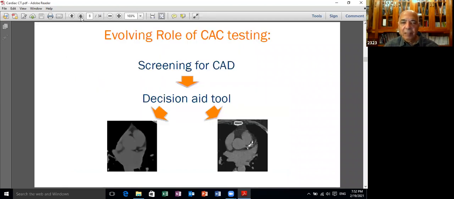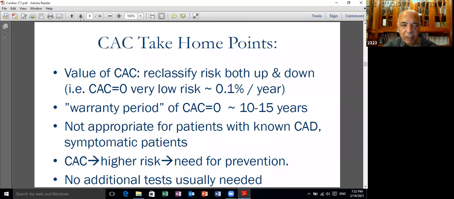So over time, the value of calcium scoring changed from just screening for coronary artery disease to using it as a tool for decision making to indicate which kind of prophylaxis, and particularly whether a statin is going to be given to these patients. So to summarize the important points about calcium scoring, the value of calcium scoring is to reclassify risk, both up if it is above 0 or down if it is 0.